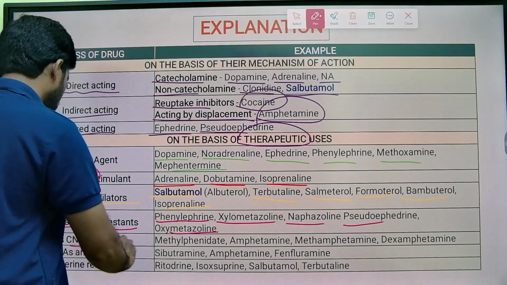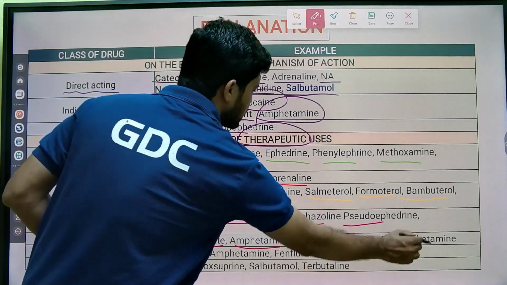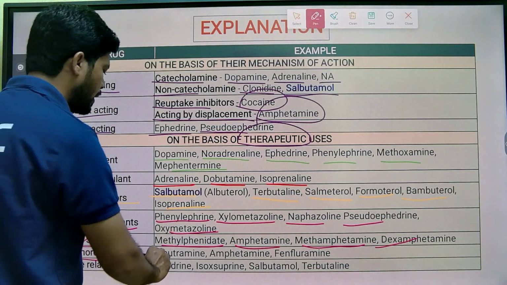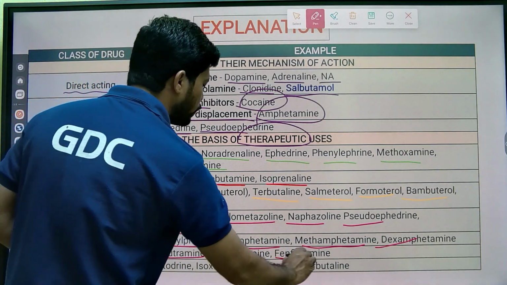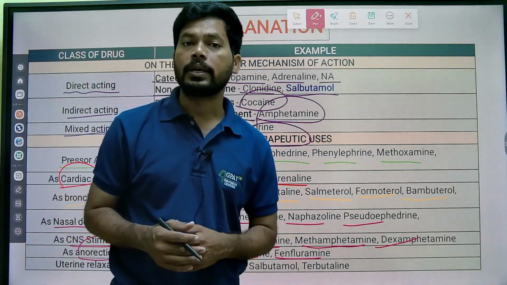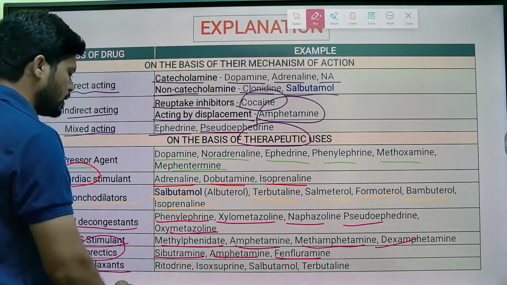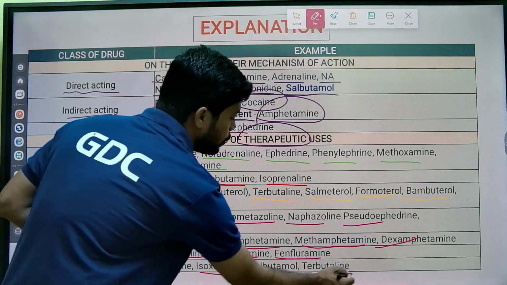Next, as CNS stimulants: methylphenidate, amphetamine, methamphetamine, dexamphetamine. And as anorectics, which cause loss of appetite and help in weight reduction: sibutramine, amphetamine, fenfluramine. Anorectics mean they decrease the appetite, decrease hunger. And as uterine relaxants, which relax the uterus: ritodrine, isoxsuprine, salbutamol, terbutaline.